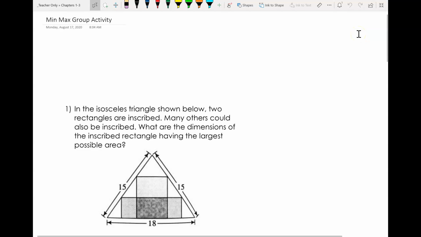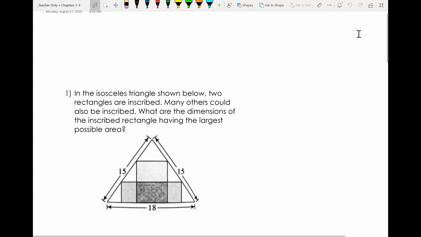I want to take a moment to go over the min and max problems we did in class, just to make sure you know how to solve them in case you have a min and max word problem on your test coming up, which is decently likely. So let's go ahead and talk about all three of these.